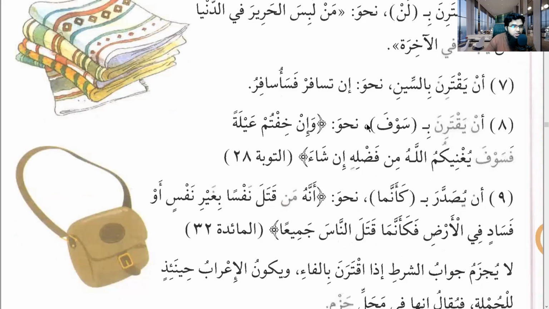Then saufa and yaqtarina bis saufa. Saufa is again for future, right? Seen and saufa, what's the difference? Generally, both can be interchanged, but seen is near future, and saufa is after some while, distant future. Wa in khiftum ailatan. If you fear poverty, aila is poverty.